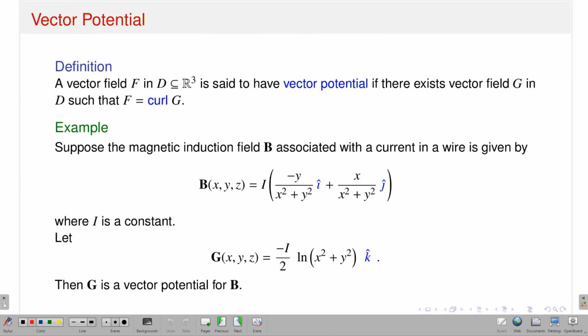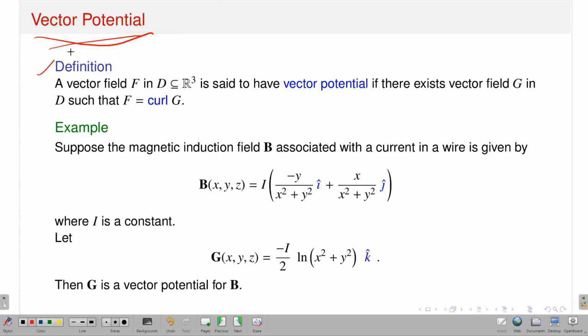Now I define another concept, called vector potential. Scalar potential, you know, right? If I have a nice scalar field small f, then I can take its gradient and it becomes a gradient vector field, and that small f is called the scalar potential. Then I can have the notion of vector potential.